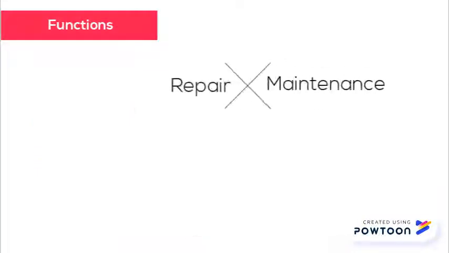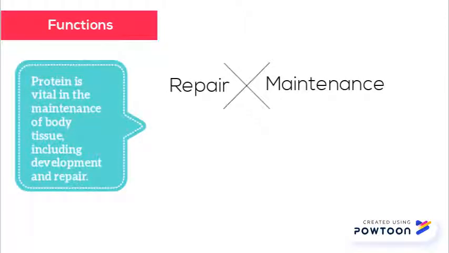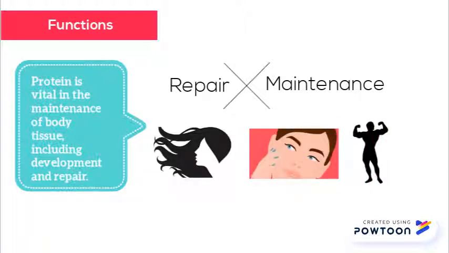There are several functions of proteins. The first one is repair and maintenance. Protein is vital in the maintenance of the body tissue, including development and repair. It is present in the hair, skin, eyes, muscles, etc.